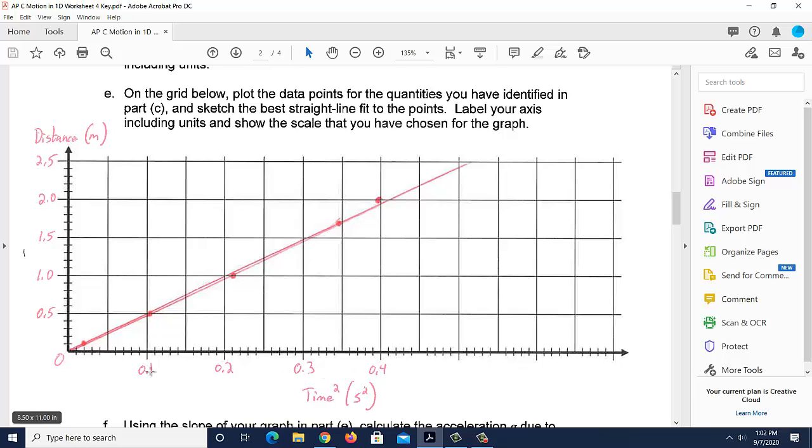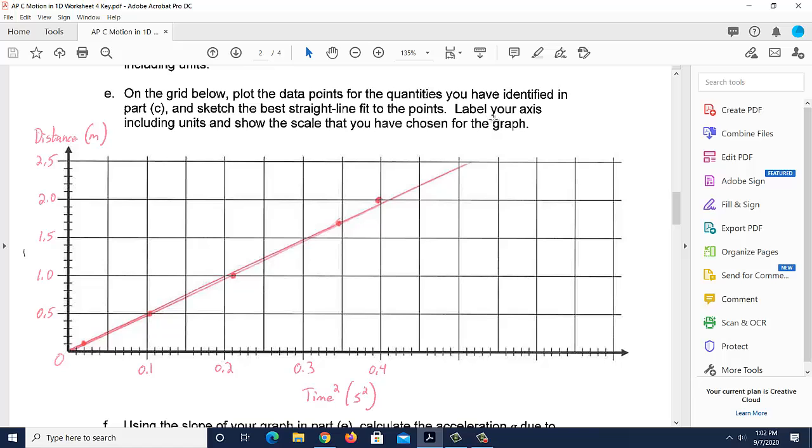Don't choose something weird like every one of these big lines is 0.13, because how are you going to figure out what these are in between, right? Pick a nice scale, but try to make the data as big as possible. Okay, they'd be all right with that. And plot your points, right?